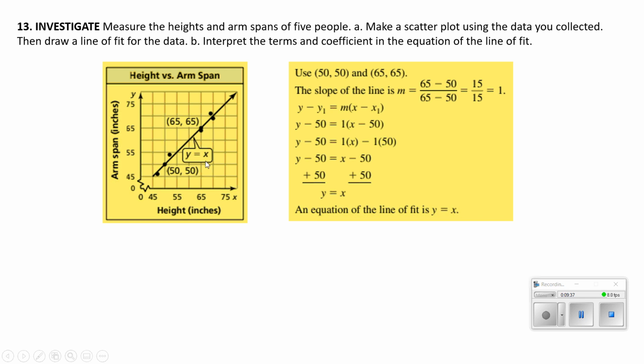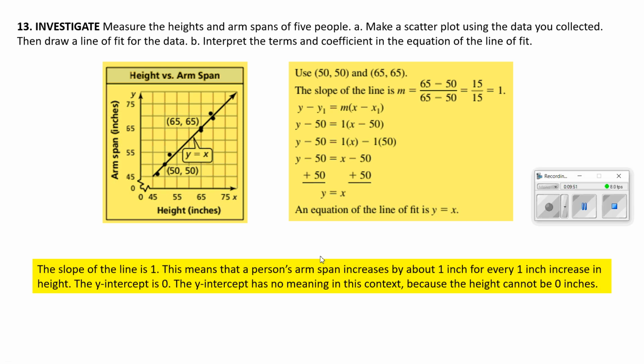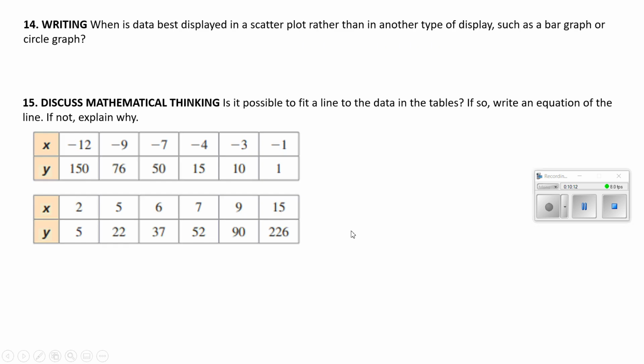All right, so let's see. Make a scatter plot, we did, using the data. Draw a line of fit, we did. Interpret the terms and coefficient. All right, so as a person is taller, their arm span will get wider. So let's check this out. The slope of the line is 1. This means that a person's arm span increases by about 1 inch for every 1 inch increase in height. The y-intercept is 0. The y-intercept has no meaning in this context because the height cannot be 0 inches. All right, number 14 is for you to do, which leaves number 15 for me.